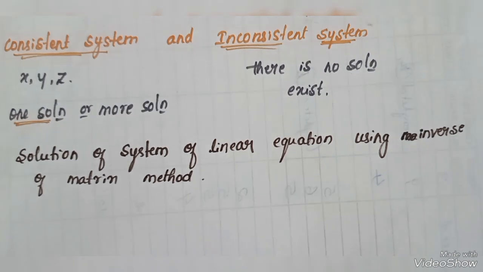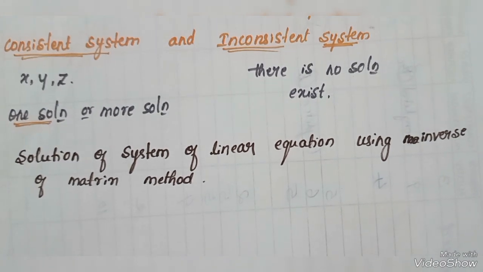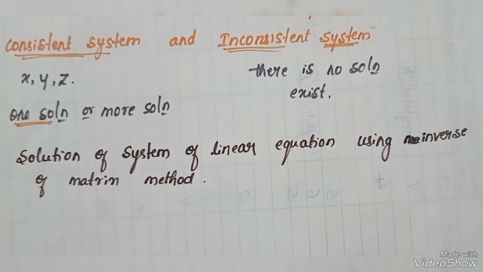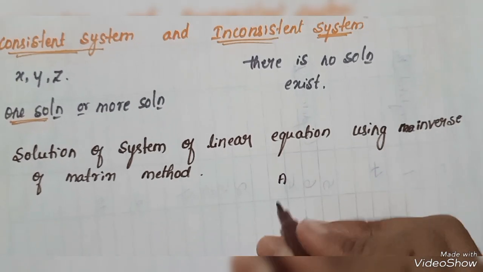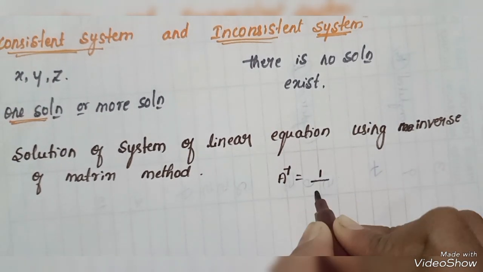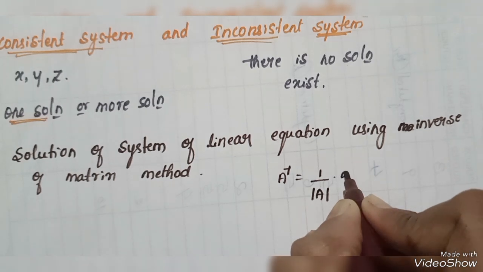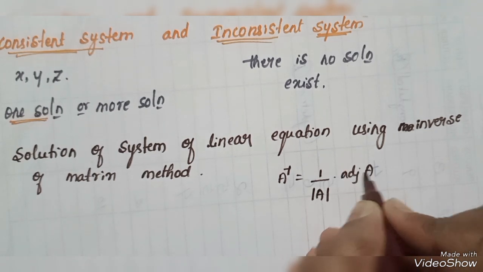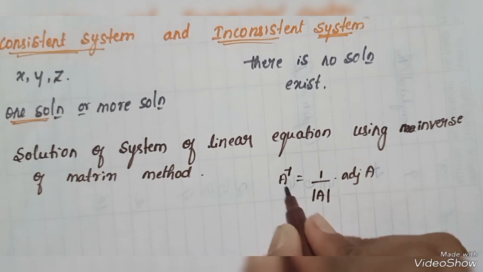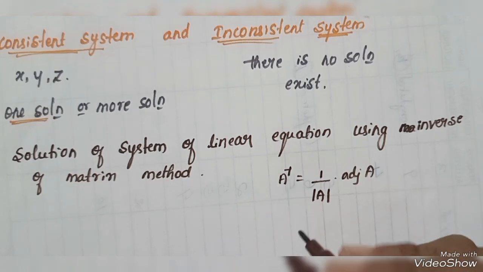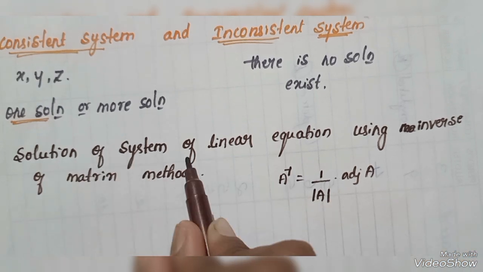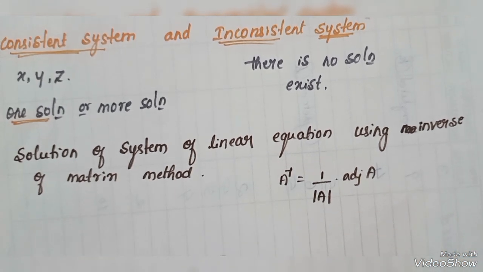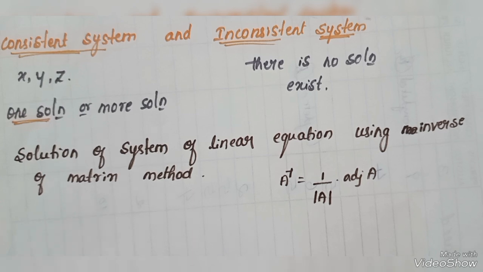We have to find the solution of the linear equations using the inverse of the matrix method. We already know the formula of the inverse: if A is a matrix, then A inverse equals 1 divided by determinant of A into adjoint of A. By using this formula we have to find the solution of the system of linear equations. Now, first the theory part.